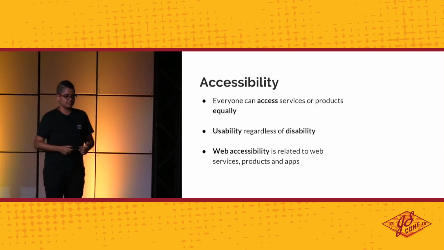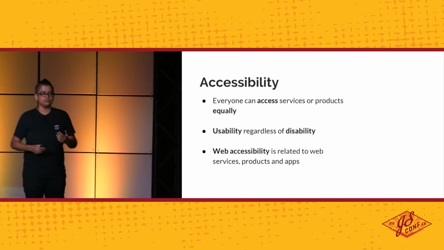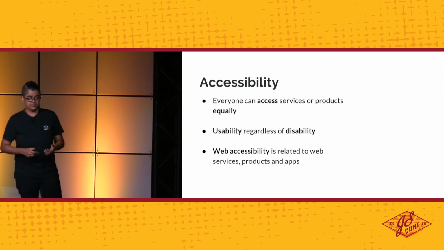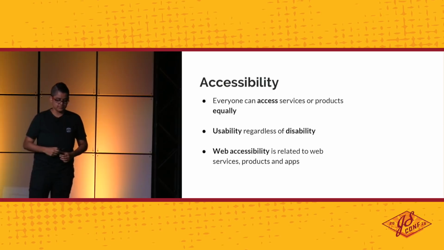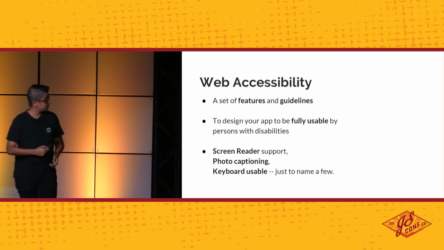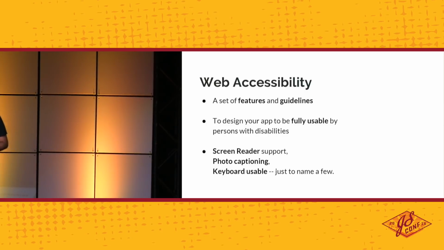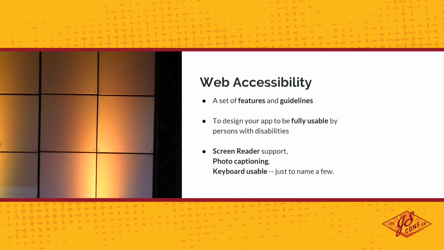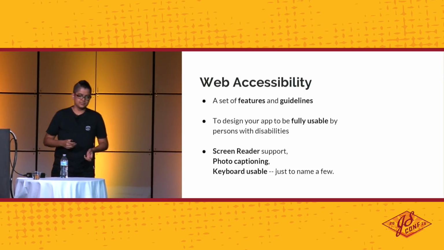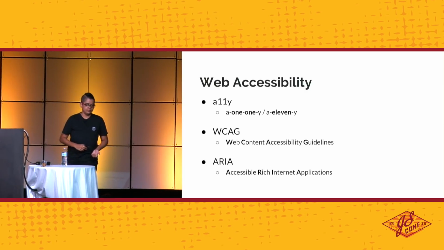Similarly, we have accessibility when it comes to web as well. People who cannot see or cannot hear should be able to use web apps just as well as those of us who can see and hear. So that's web accessibility related to web services, products, and apps. Web accessibility is governed by a set of features and guidelines that help design your app to be fully usable by people with disabilities. Some of these tools include screen reader support, photo captioning, and keyboard usability.